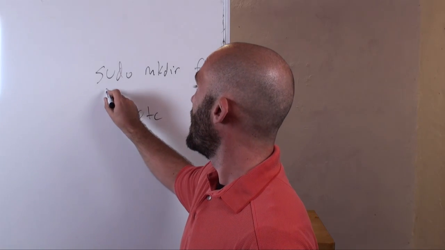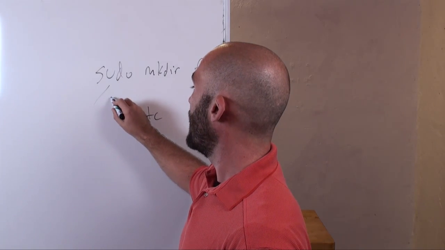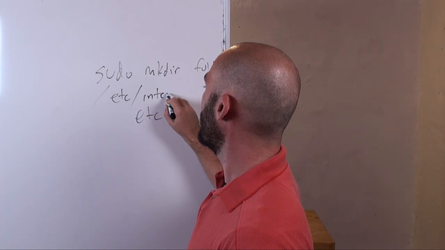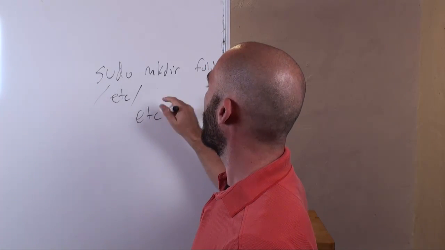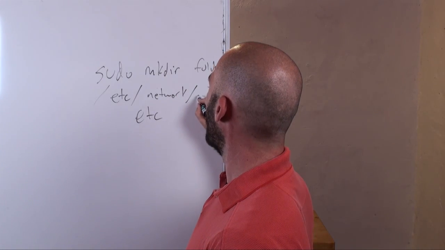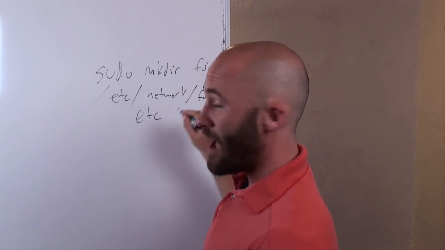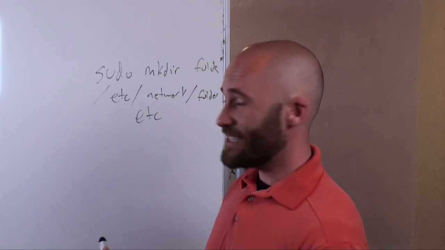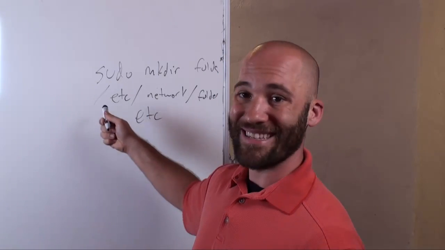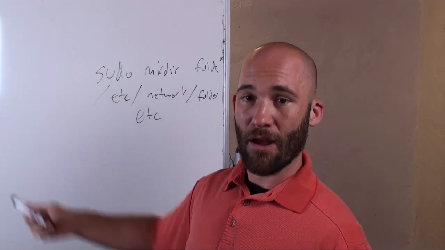So you could do sudo mkdir /etc/network/folder. And now, no matter where you are in the system, this would create a folder in the network folder that's in the etc folder that's in the root directory.